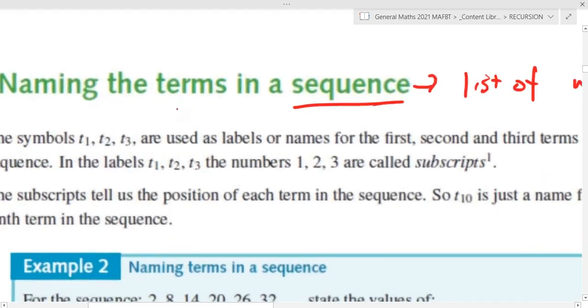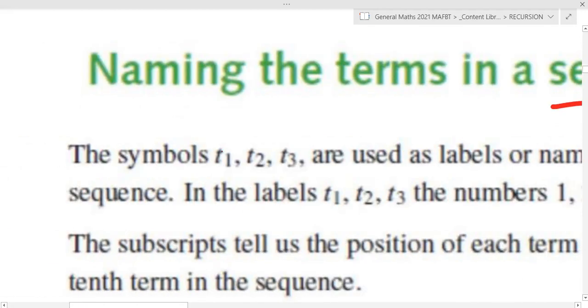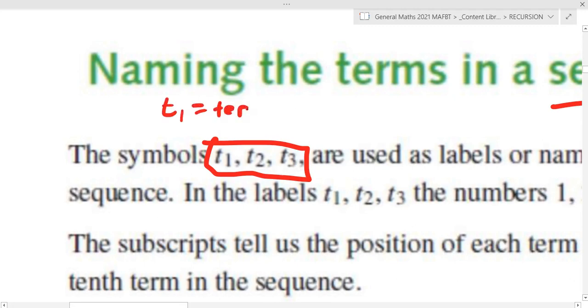So you'll see here these symbols, T1, T2, T3. These are the labels we use for the terms in the sequence. So T1 just means term 1. T2 means term 2. T3 means term 3. Now understand as well that T1 means the first number.